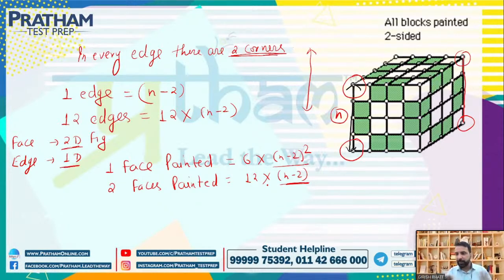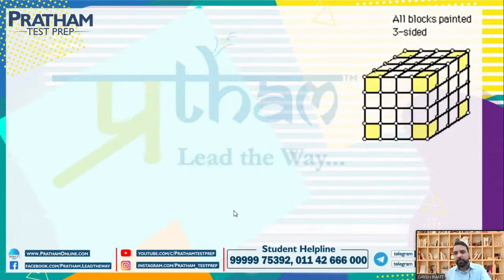Right? Clear? Okay. Now third one is 3 faces painted. This is for 1 face, 2 face. Now 3 faces painted. As I told you, 3 faces painted are at corners.